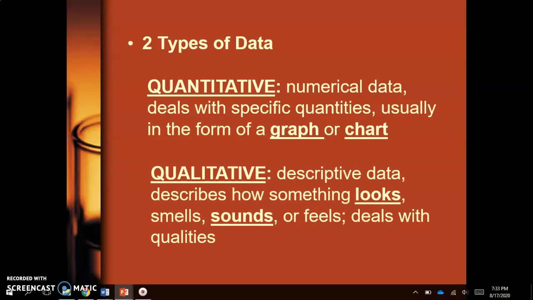Qualitative data is descriptive data. It describes how something looks, smells, sounds, or feels, and it deals with quality. So an example of this would be the room feels cold. It smells like roses. Okay, so quantitative, there's a number involved. Qualitative, it describes the quality of something.